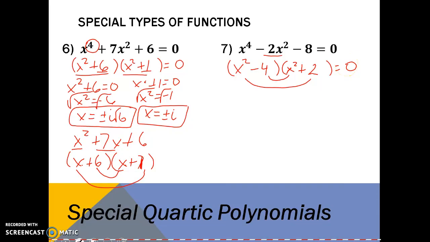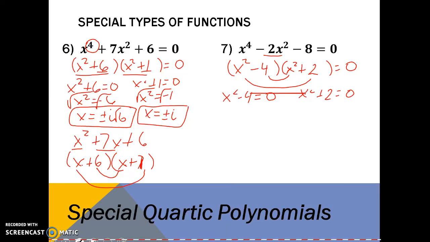So now I have 2 things that could, when I multiply them together, give me 0. One of them is x squared minus 4 equals 0, and the other one is x squared plus 2 equals 0. Now there's several ways that we can solve the first one. x squared minus 4 equals 0. We could factor this. I could add 4 and take the square root of both sides.